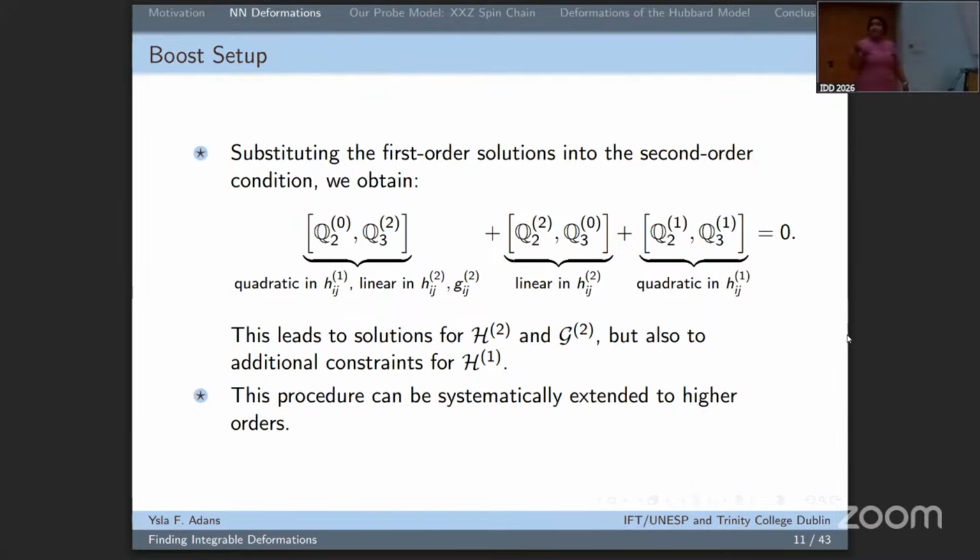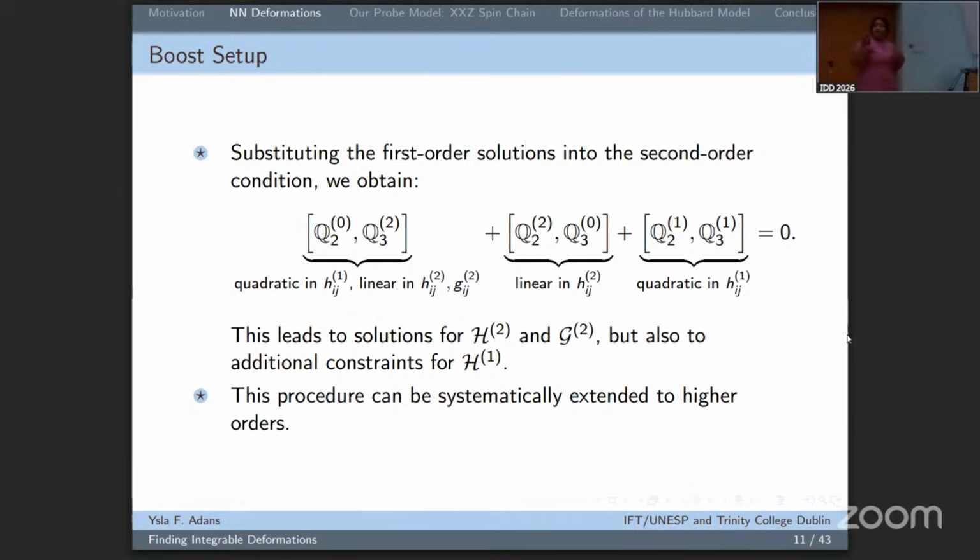The second order is a little harder because now you have quadratic terms in the first order deformation and new terms in the second order deformations. So you have to solve for both variables and obtain constraints for H2 and G2 and also for H1. And with this, you can continue in the same manner and extend this to higher orders.